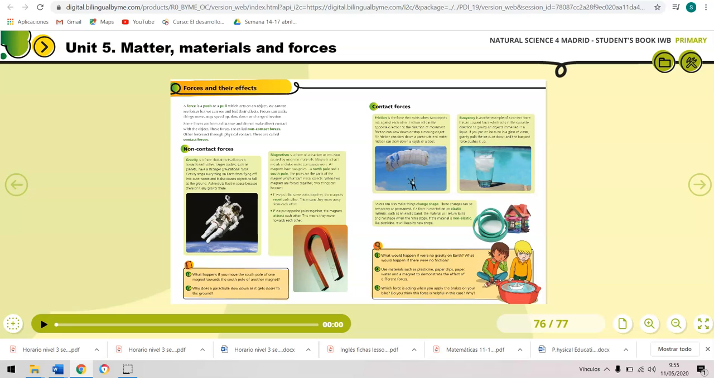So let's start. Forces and their effect. First, let's talk about a force. What is a force? How do you define it? Let's listen to a definition about what a force is.